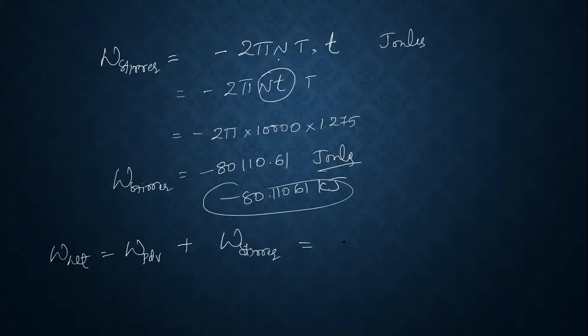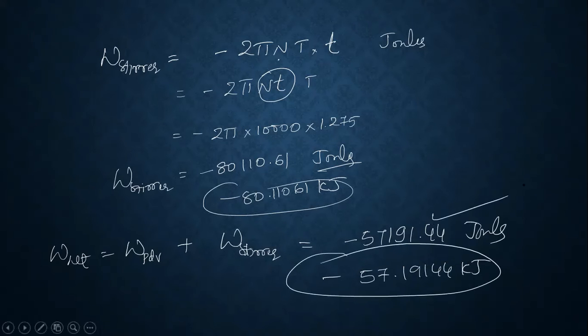Therefore, net work done is the integral P dV work plus stirrer work, which gives you minus 57,191.44 joules, or else minus 57.19144 kilojoules. This is the work done.